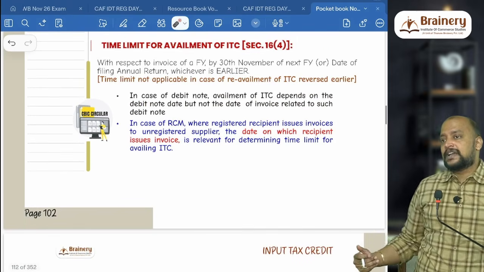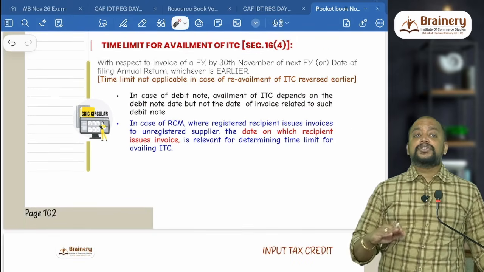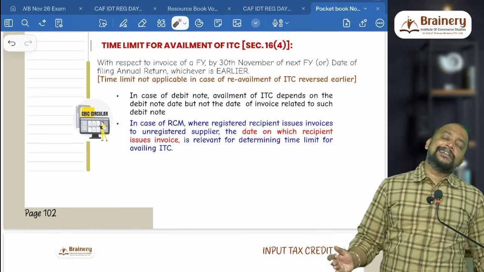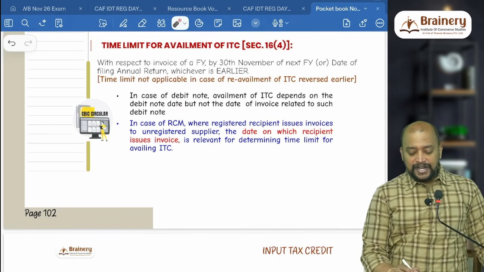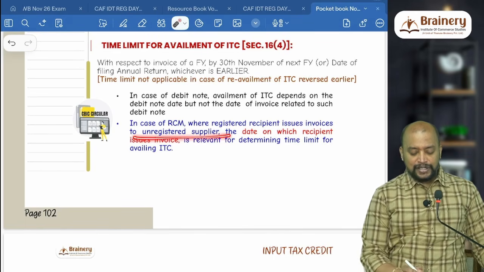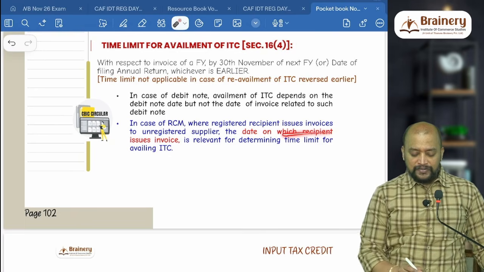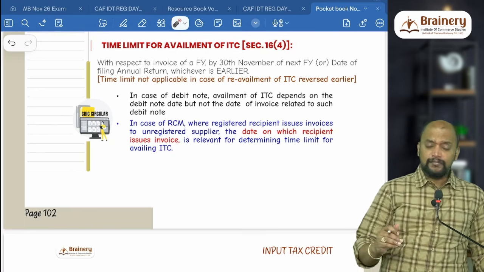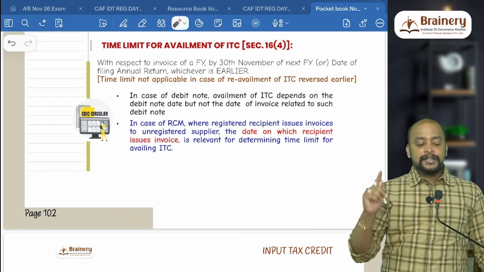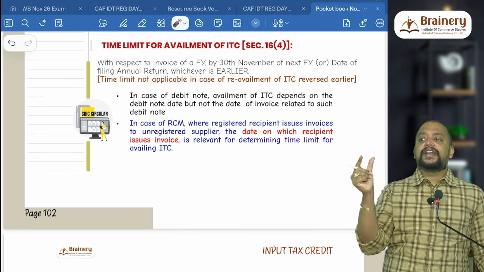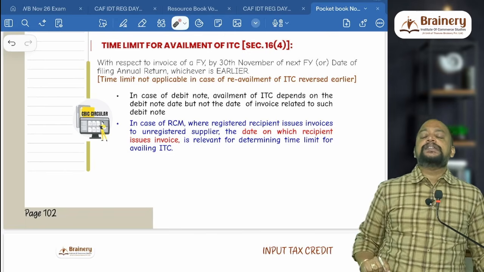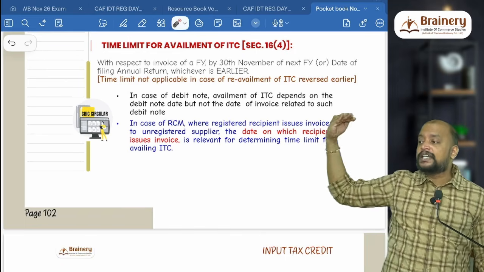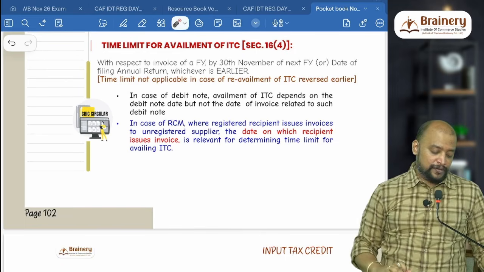In case of RCM, whenever the self invoice is issued by the recipient, only then they can avail the ITC. Where a registered recipient issues an invoice for supply from an unregistered supplier, the date on which the recipient issues the invoice is relevant for determining the time limit for ITC. So the self invoice date is relevant for availing ITC in the month in which the self invoice is given, and the maximum time limit depends upon the date of the self invoice.